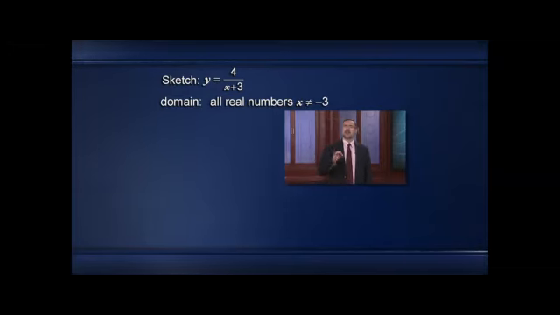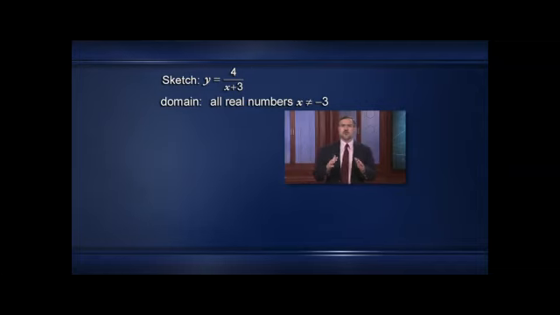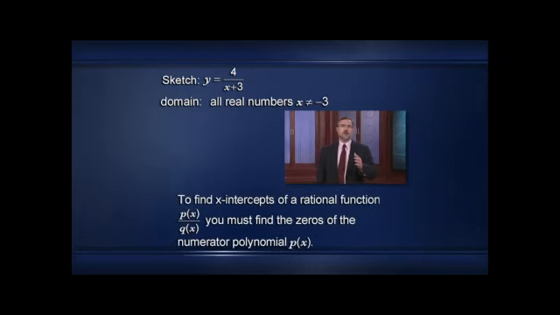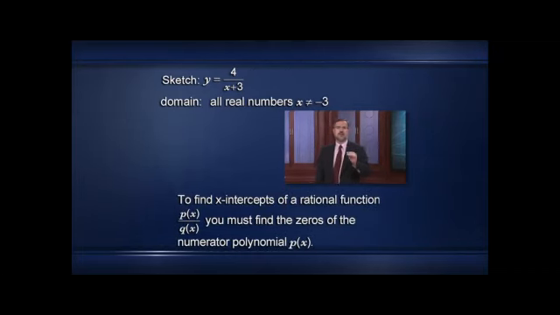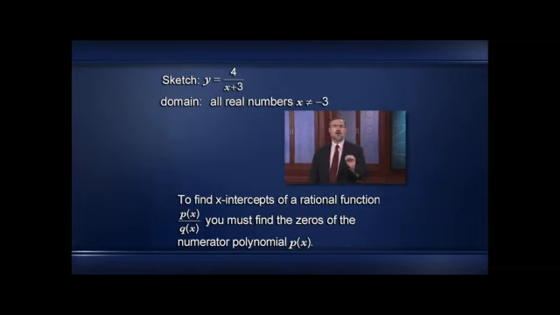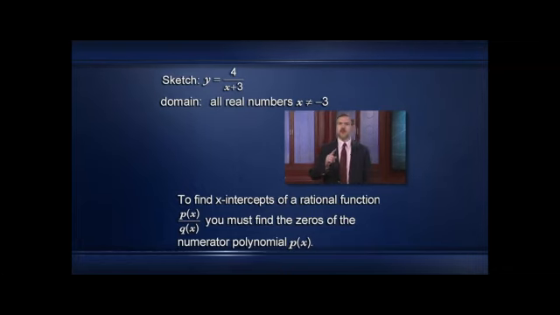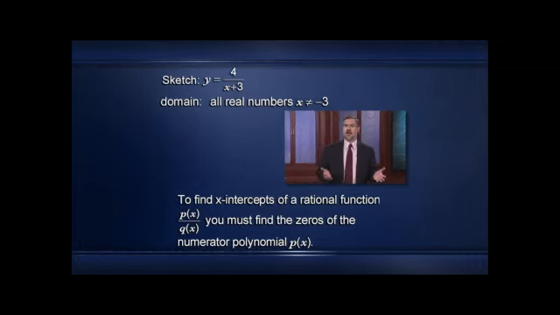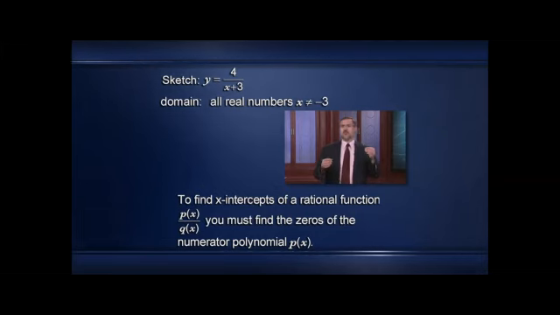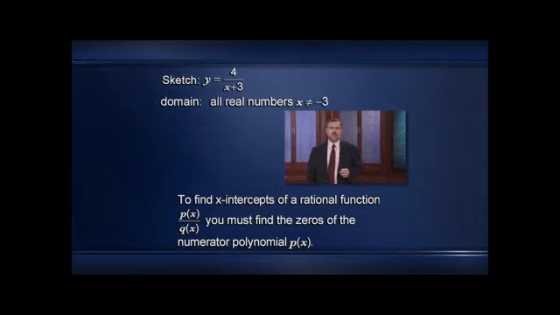Okay. Next, let's look for x-intercepts. Now, you're not guaranteed that there will be x-intercepts, but let's look for them here. And here's an important rule of thumb to find x-intercepts. When you're looking for x-intercepts of a rational function, p of x over q of x, we need to find the zeros of the numerator polynomial p of x. So what you do to find x-intercepts is you always set the numerator equal to 0 and then solve for x. And those values of x, which make the numerator equal to 0, will be your x-intercept values.